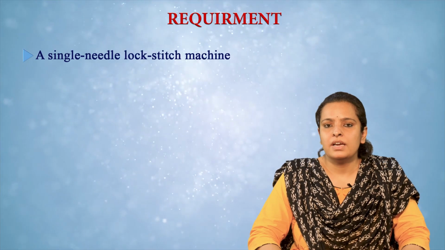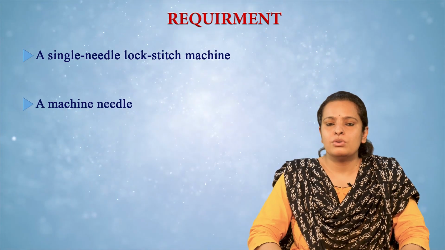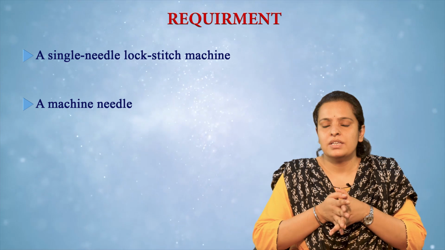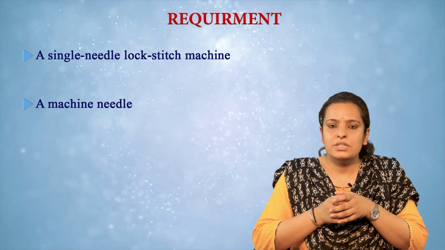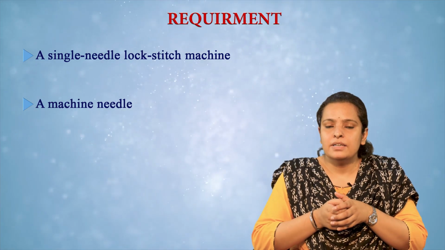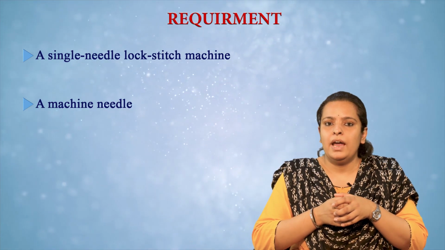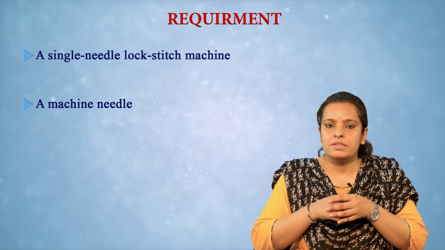So what is the first and most important thing you will require while doing this activity? The first and most important thing you need is the single needle lock stitch machine. Then you need a machine needle. We have also discussed needles in our earlier sessions; they are of different types. The needles which we use for hand stitching or hand sewing are very different, and the needles used for machine stitching are something different.